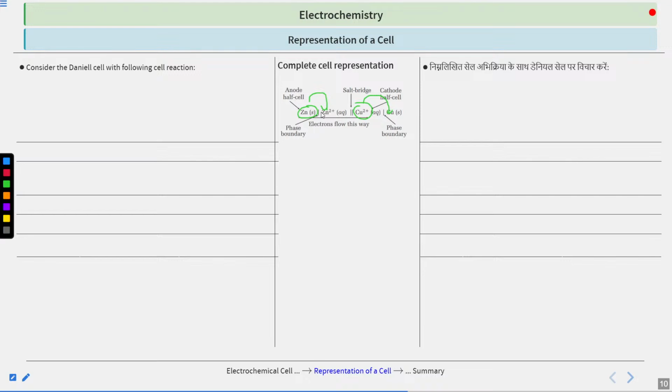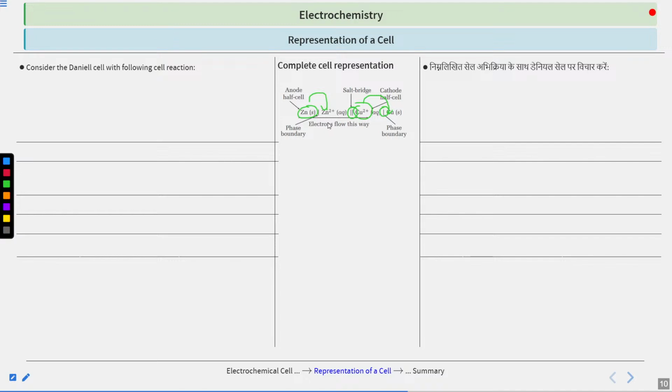On the left hand side we have the single line. This single line denotes the phase boundary, because this zinc is in the solid state whereas this Zn2+ is in the aqueous state. Similarly here also, to represent the phase boundary we have the copper solid and the Cu2+, and in between we have this single line. Now why is this double line there? It represents the salt bridge. So you can see how clearly and beautifully this representation represents the whole reaction without much detailing or much writing.